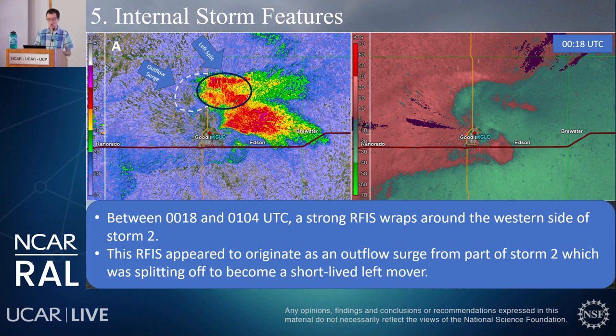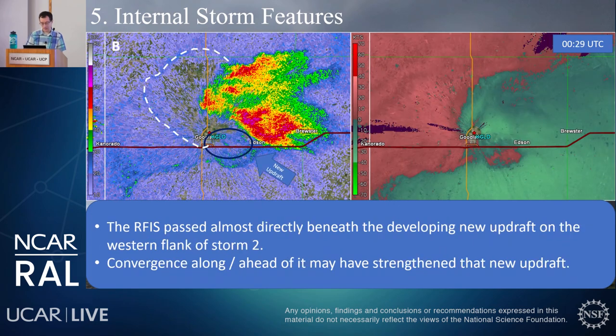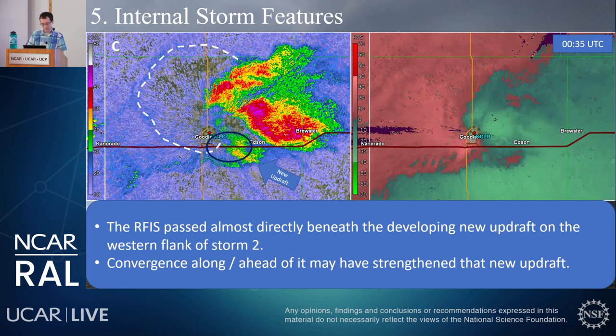So we have a strong rear flank internal surge that wraps around the backside of Storm 2 as that merger is going on. It actually originates as an outflow surge coming from this chunk of convection that's kind of breaking off of Storm 2 at this point and becoming a left mover. And by 0029, it's kind of knocking on the door of that developing updraft that becomes the new dominant updraft for Storm 2. By 0035, it's, again, almost directly below it.